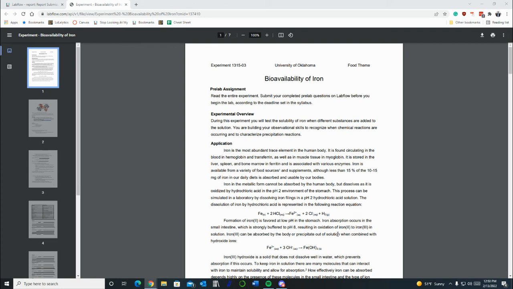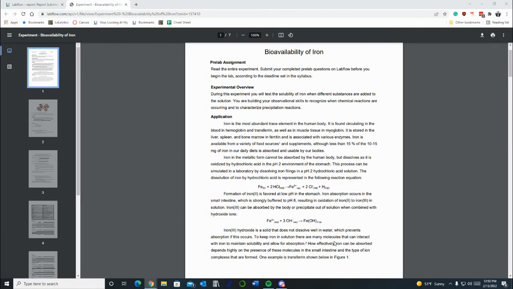Hello, everybody. Today I'm going to be going over your lab 3, which is bioavailability of iron. This week's lab is pretty simple, but you are going to be writing an actual report this week over the lab. So I want to give y'all an idea of exactly what you will be doing this week.